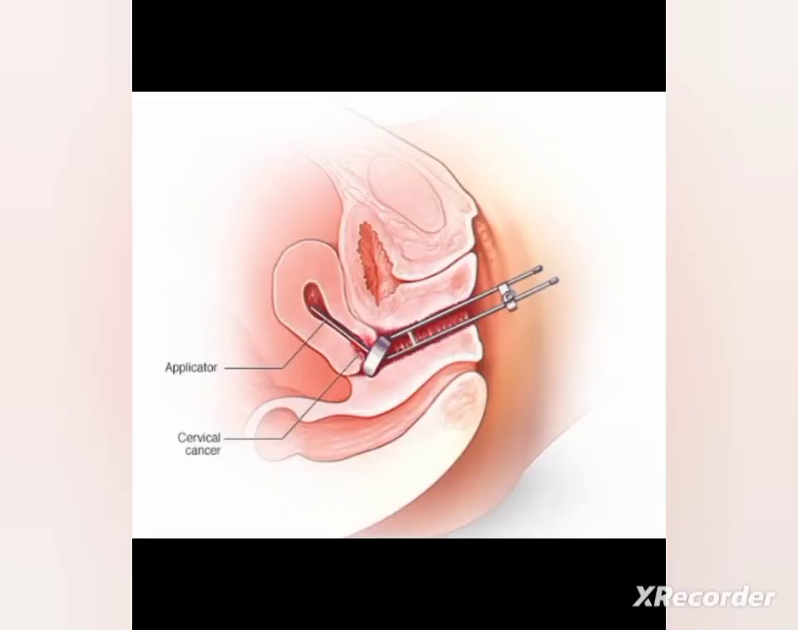This is the picture of intracavity radiation therapy. So for cervical cancer and uterine cancer, we can use this intracavity radiation therapy. Here we are introducing or implanting radiation materials in close proximity to the tumor. That is intracavity radiation therapy. Here we are using applicators, and through these applicators radiation therapy is given.